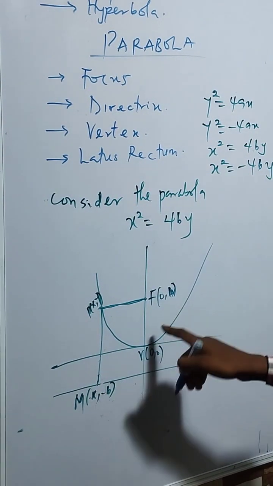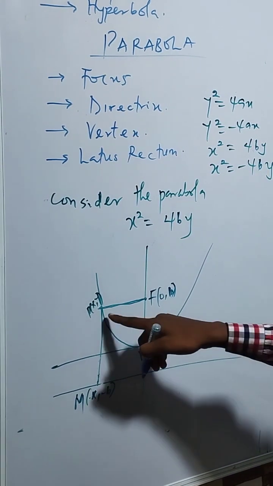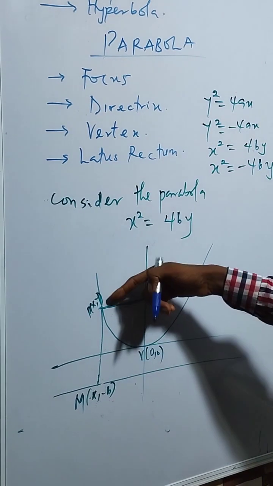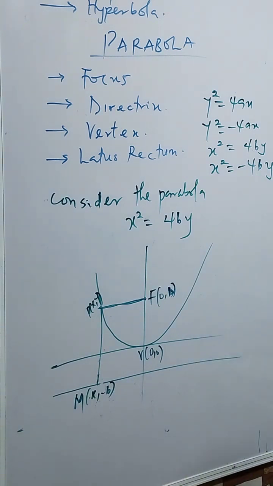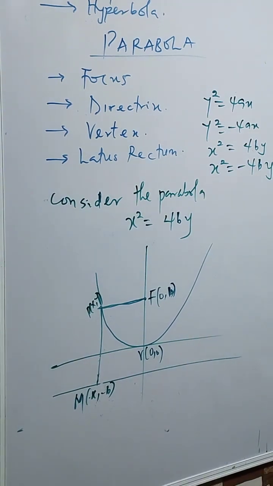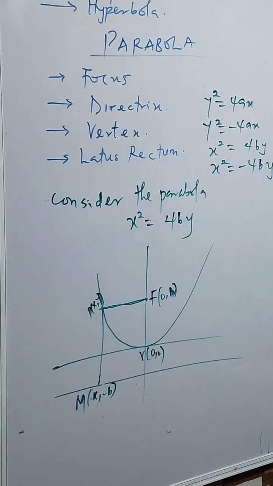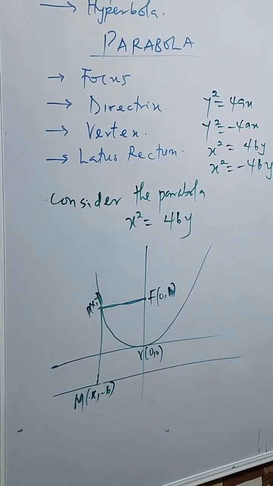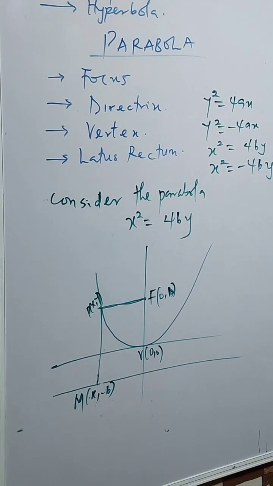To find this now, I am saying that the distance of PF, which is the focus line, is equal to the distance to the directrix. So I will show this here quickly. My PM all square is equal to PF all square.